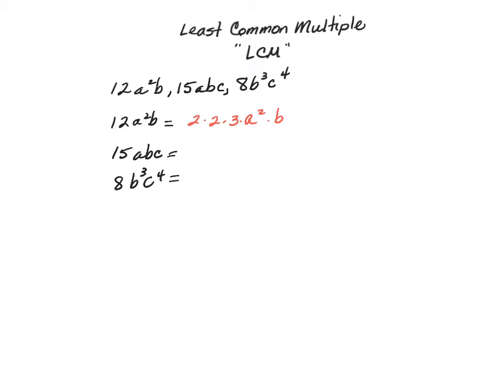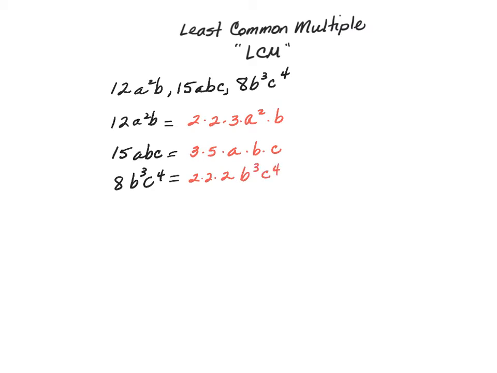In 15, we have 3 times 5, and we have 1 A, 1 B, and 1 C. In 8, we're going to have 4 times 2. We know our 4 is 2 times 2, so we're going to multiply that by 2. We have B to the third and C to the fourth.